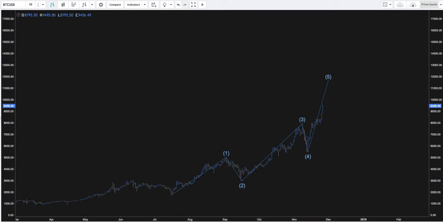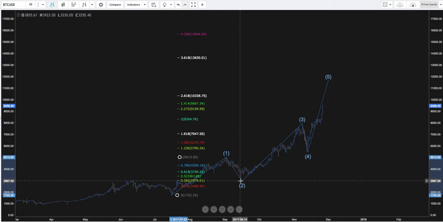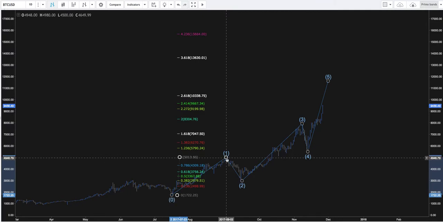Having some technical difficulties here. I'm not sure why. There we go. And so there's your first Fibonacci. And then you want to take a look at where it retraced to. So wave 1 went from here to here, 0 to 1. That's your basic 0 to 1 Fibonacci.